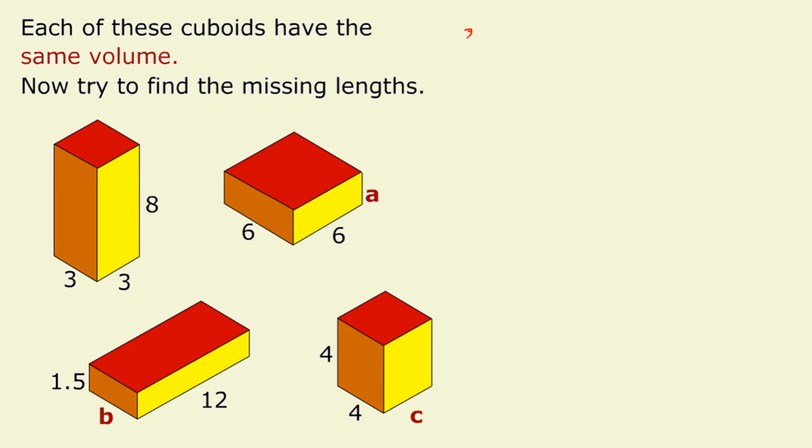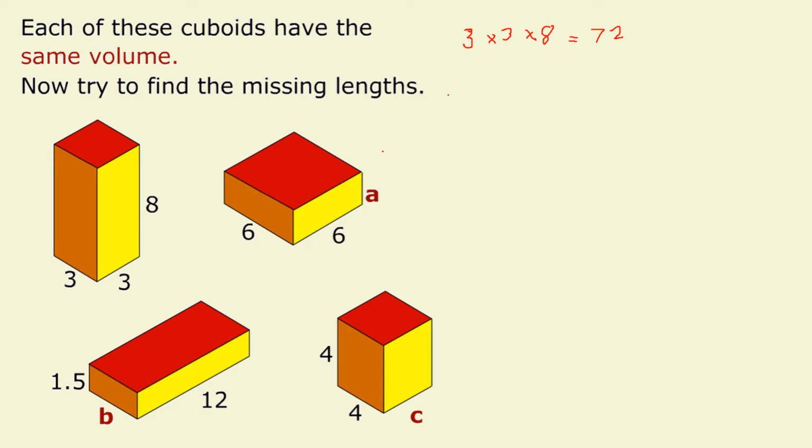Yep, that sounds good to me. So let's do that. 3 times 3 times 8, yeah? 9 eighths, 72. Okay, that one's 72. Right. How's that going to help us get A? Yeah, we now know what the volume is.